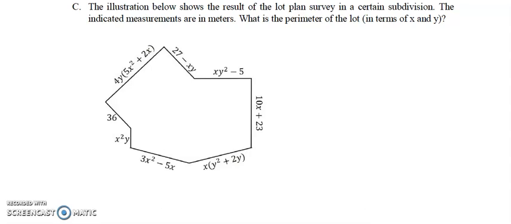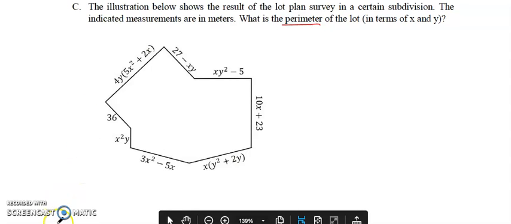For our next problem, we will explore letter C of Module 3.2.3. The problem is this one. The illustration below shows the result of the lot plan survey in a certain subdivision. The indicated measurements are in meters. What is the perimeter of the lot in terms of X and Y?